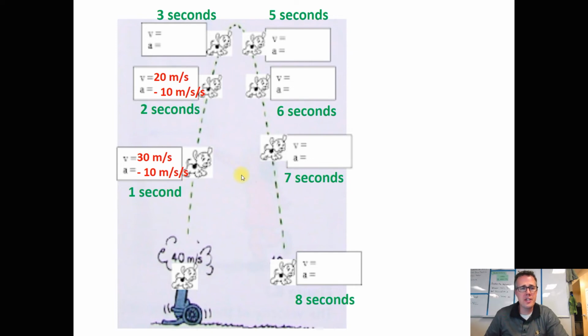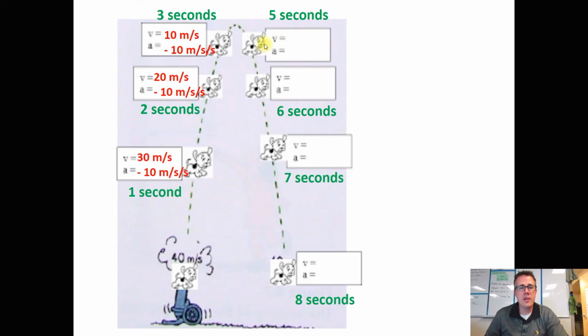If you're still watching, you're ready to check. 3 seconds later, the puppy's velocity has been reduced by another 10. So we've gone from 40 to 30 to 20. We're now down to 10. Once it's come around the top of the curve, at the very tippy top, that was 4 seconds later, and 4 seconds in, we've reduced 10 each second. So at the tippy top, the velocity was 0. Now the puppy's going to start coming down the other side.